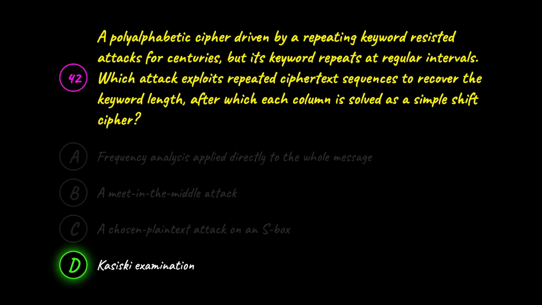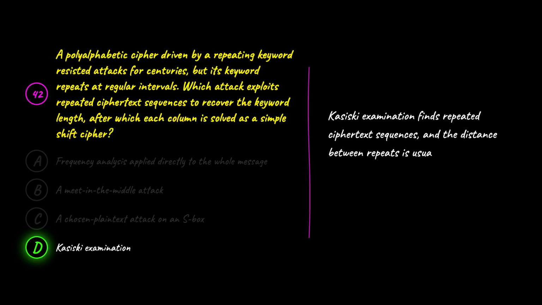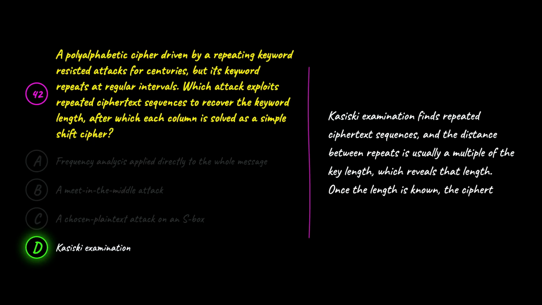The correct answer is D. Kasiski examination. D is correct because Kasiski examination finds repeated ciphertext sequences, and the distance between repeats is usually a multiple of the key length, which reveals that length. Once the length is known, the ciphertext splits into columns that are each a simple Caesar cipher.